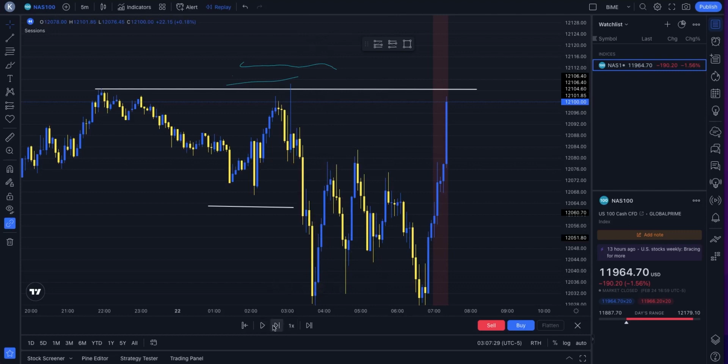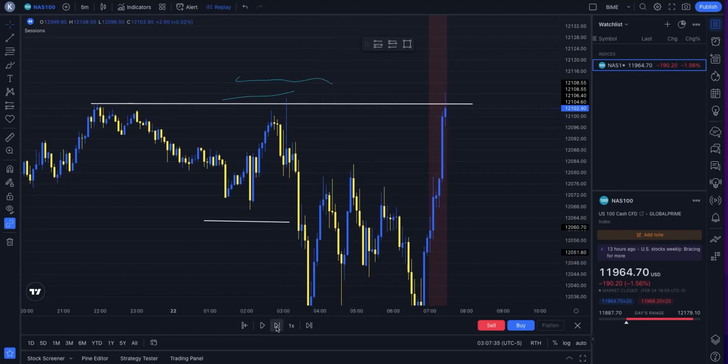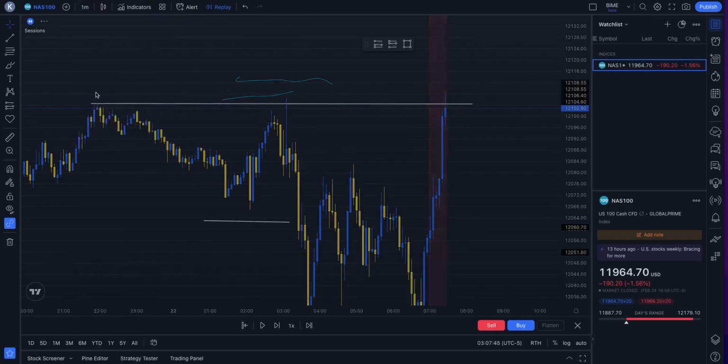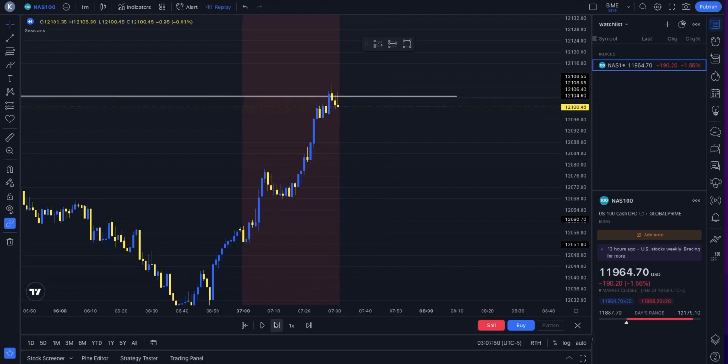So I'm gonna play the bar replay mode and show you exactly what I would have done in this moment. The first candle took off all this high right here, all these two highs. This candle right here took off everything also. I'll go down to the 1 minute time frame, and I just want to see exactly what's happening over there on the 1 minute time frame.